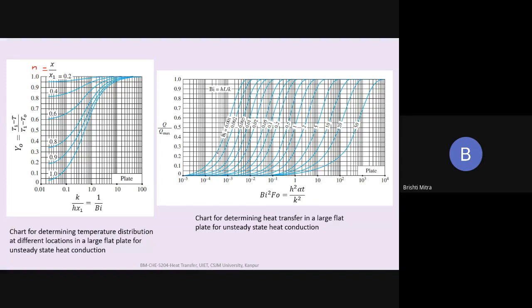And the last one, which corresponds again to a flat plate, is where we are trying to find out the Q values, Q by Q max, and the x-axis is equal to h squared alpha t by k squared. This is essentially equal to Biot number squared into Fourier number. Different lines are drawn for different Biot numbers. From here we calculate, go there, and find out the amount of heat transferred. So these 3 figures that I have shown you are essentially for a flat plate.